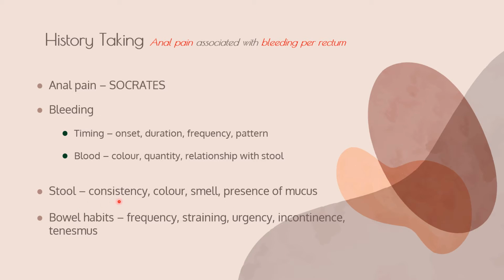Next, we look at the stool. How is their consistency? Are they hard, soft or liquid in nature? Their color, is it foul smelling? And is there presence of mucus? When you talk about stool, you also need to assess their bowel habits. Their frequency, do they have constipation or diarrhea? Their need to strain when they defecate, urgency, incontinence, and also tenesmus, which is the feeling of incomplete emptying of your bowel, even though you have evacuated almost all your stools.